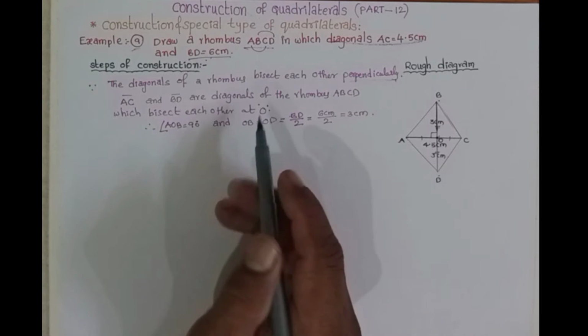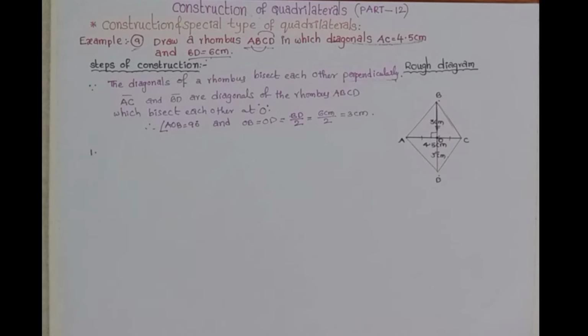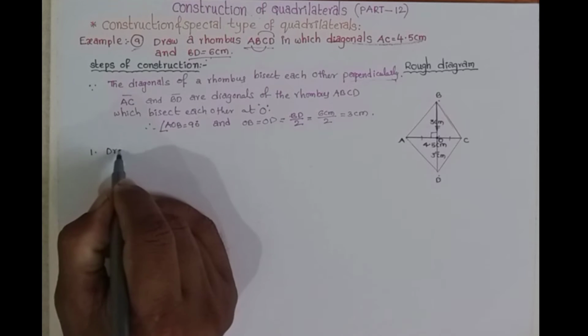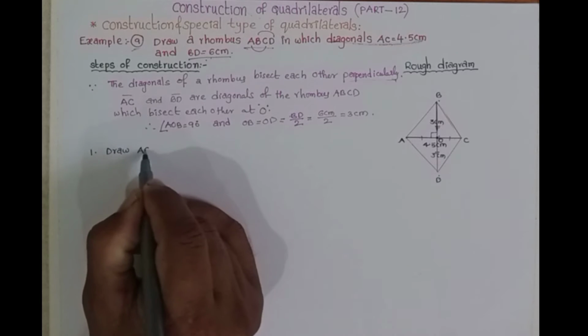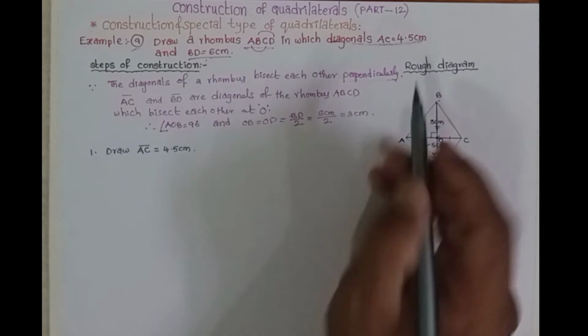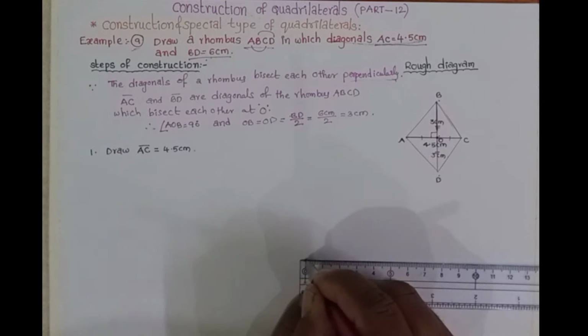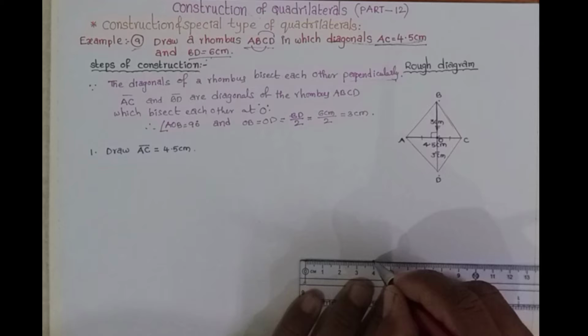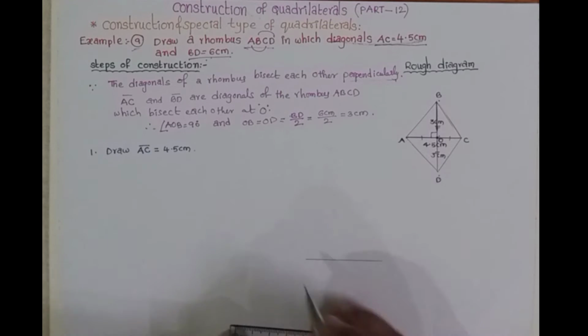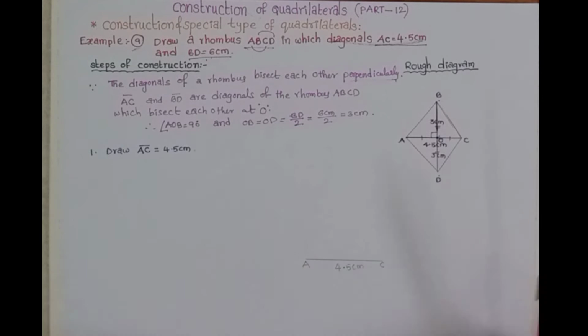Yes. We proceed to construction. Step 1. Steps of construction. Draw a line segment AC of length 4.5 centimeter. Since AC is given as 4.5 centimeter, we have to draw AC equal 4.5 centimeter.